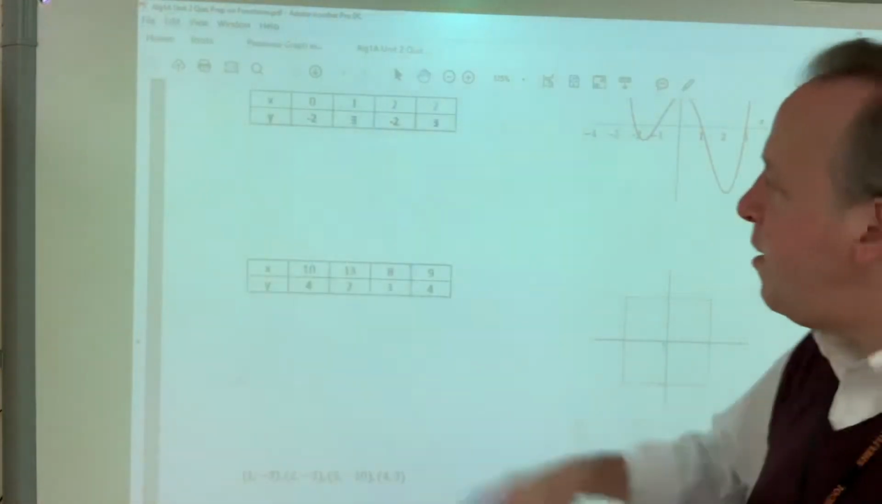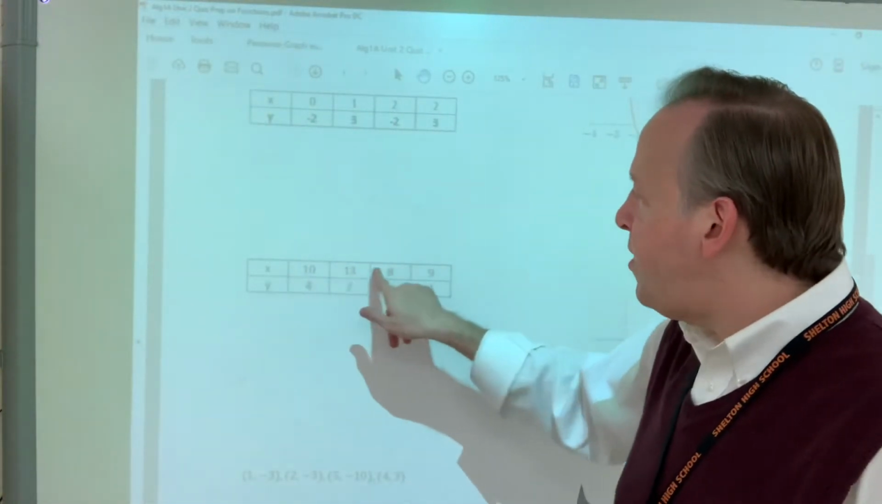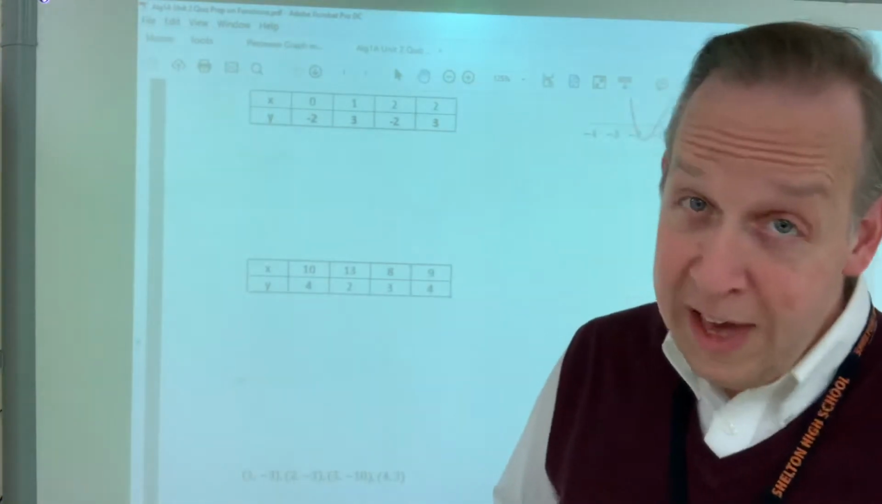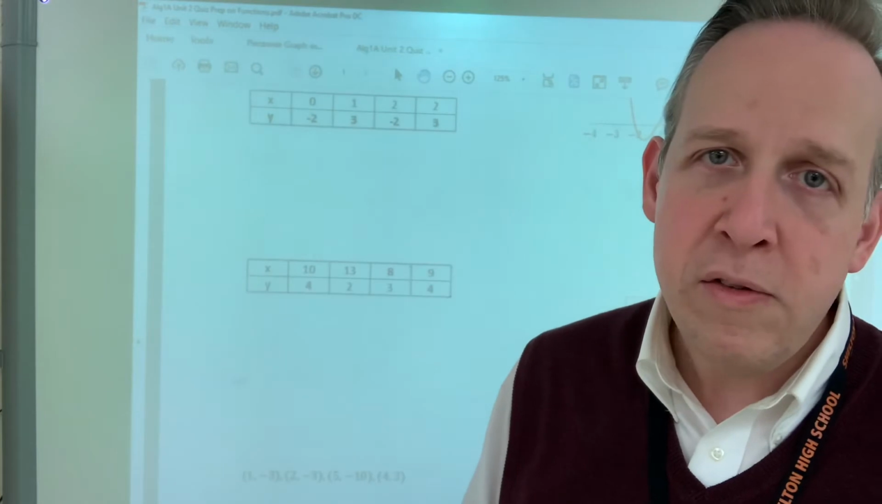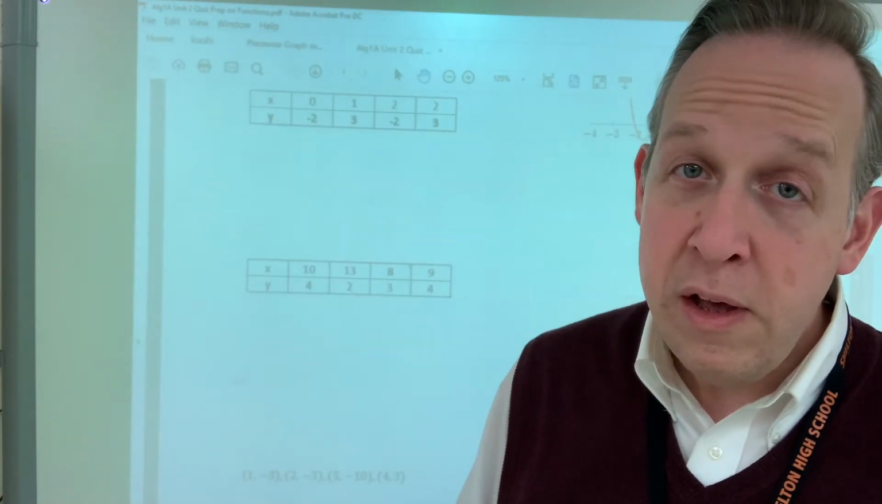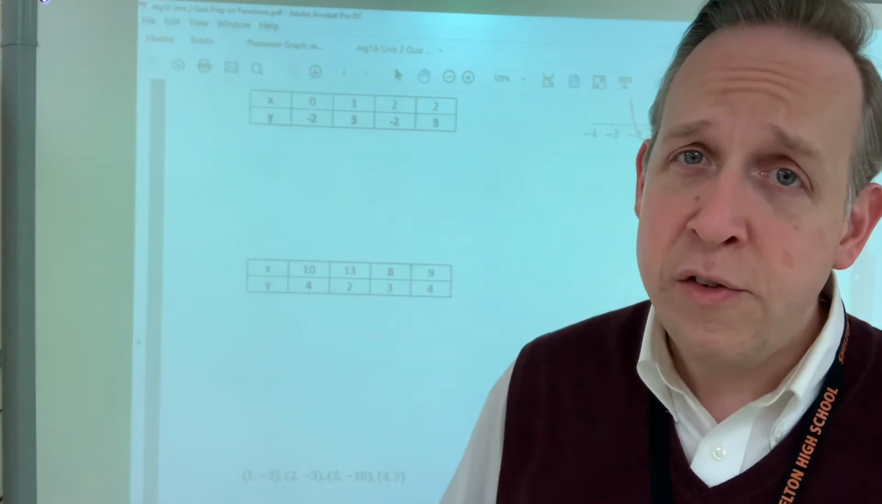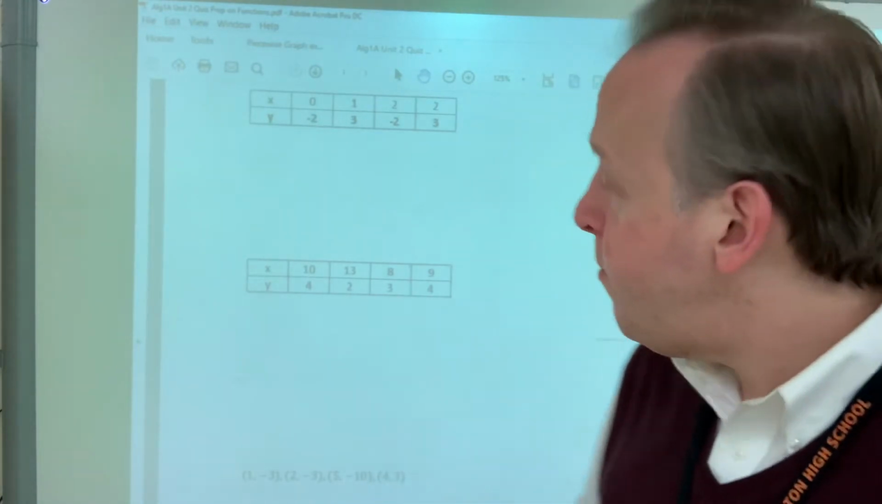This table over here shows you inputs of 10, 13, 8, and 9. Even without looking at the outputs, I can see it is a function because the inputs don't repeat, so they can't possibly repeat with different numbers. So it is a function. Every input has only 1 output.